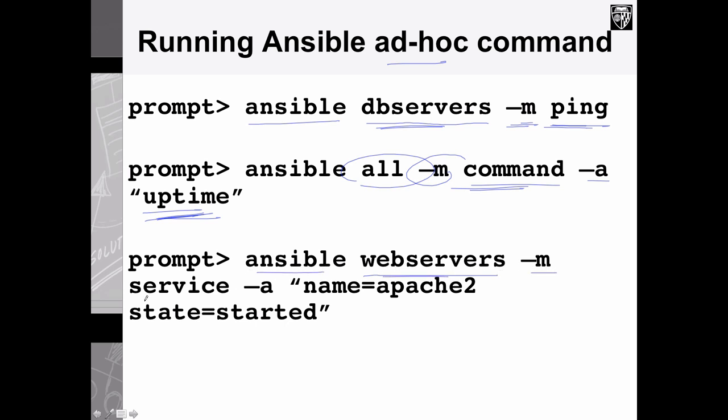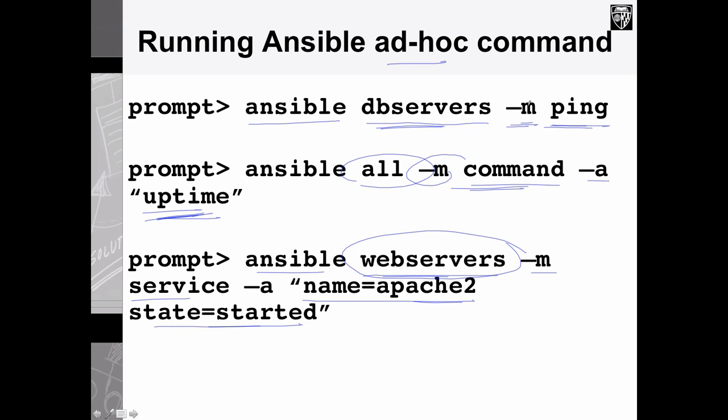Now if you want to run this command against only web servers, I'm saying ansible webservers, the module is service, and I want to make sure the apache2 service is in a started state. So that means I want to ensure that the Apache service is running across all my web servers. So that's the Ansible ad hoc commands.